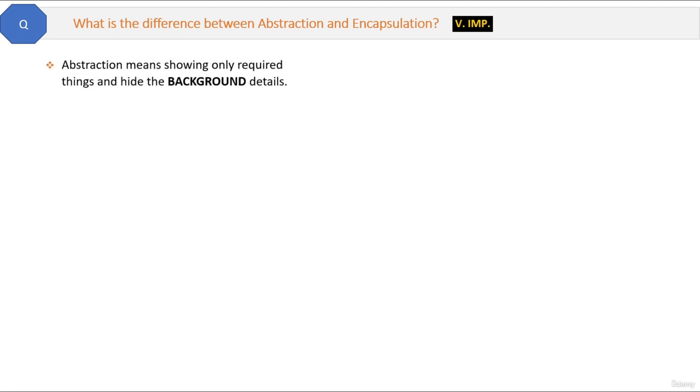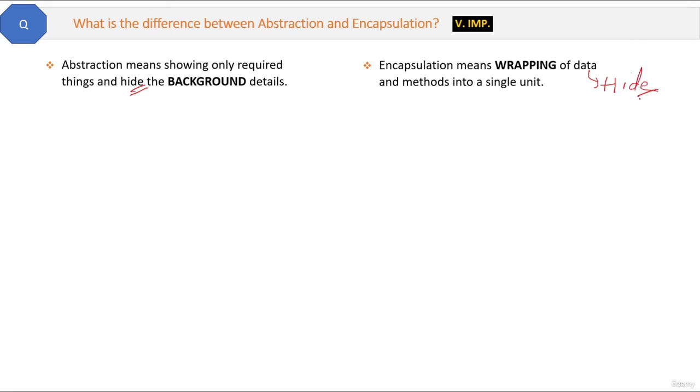Abstraction means showing only required things and hiding the background details. Encapsulation means wrapping up of data and methods into a single unit so that data remain hidden and can only be accessed via the properties or the functions, right? Both are talking about hiding. But if you notice here, abstraction is talking about hiding in general, which means not just the data, but also any kind of processing, any function, they can also be hidden. That means data may or may not be the part of abstraction.